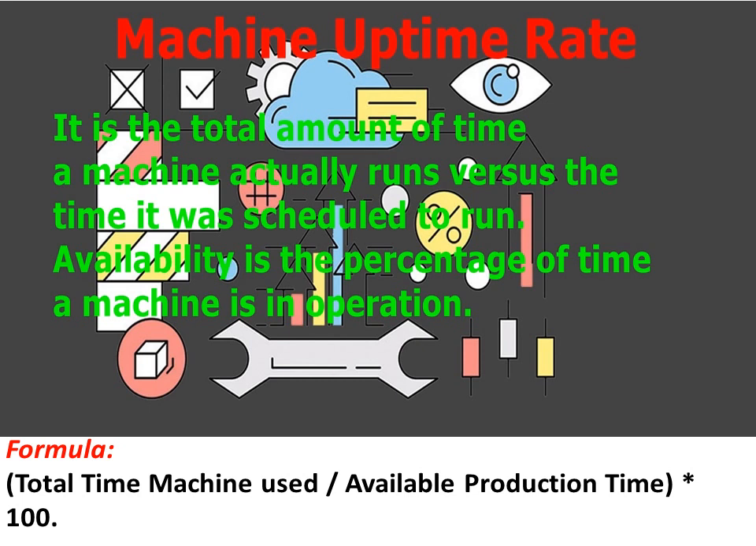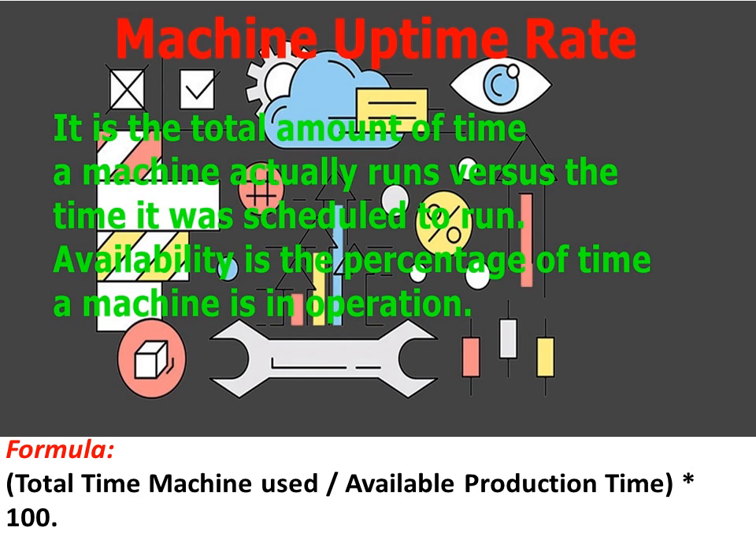The next KPI in manufacturing processing is the machine uptime rate. It is the total amount of time a machine actually runs versus the time it has been scheduled to run. So availability is the percentage of time a machine is in operation. For example, a machine could be scheduled to run for 8 hours and only be active for 6 hours. In this case, the availability score for the machine is just 75%.